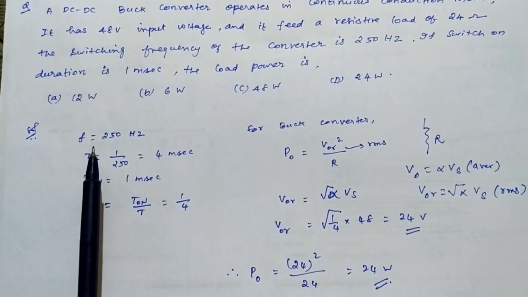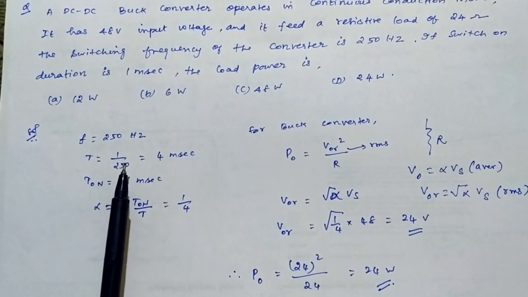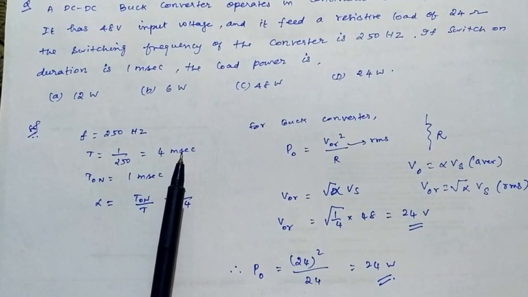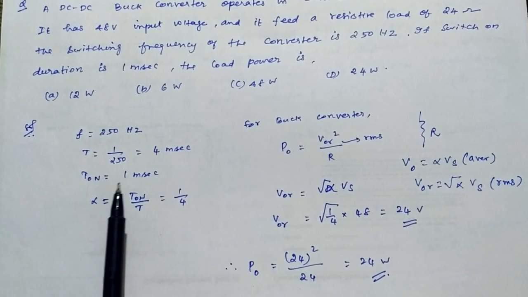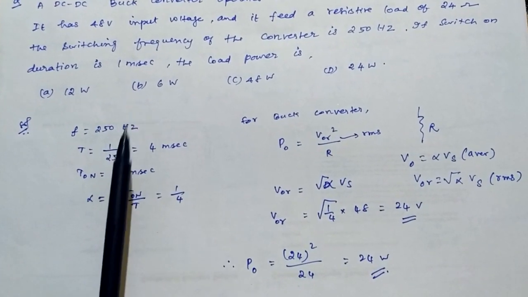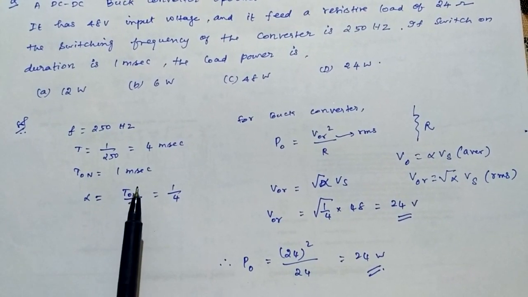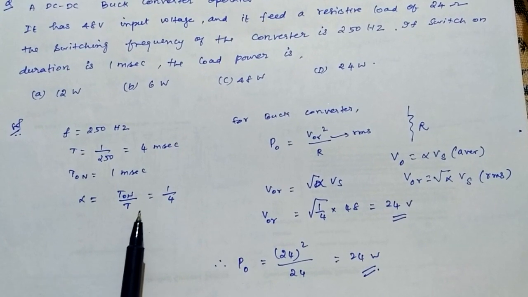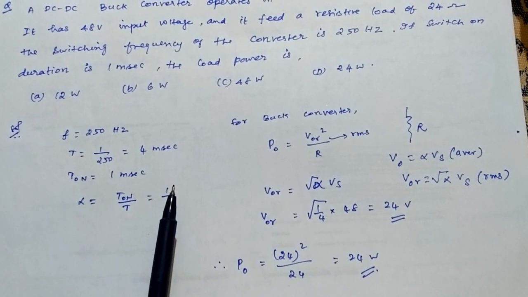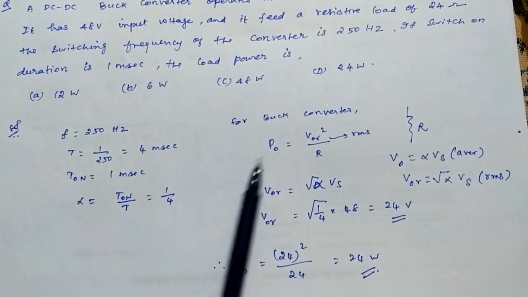So here the given frequency is 250 Hz. So time period T is equal to 1 over frequency, that is equal to 4 milliseconds. The switch on time is given as 1 millisecond. So the duty ratio alpha is equal to T on by total time. So on time 1 over total time 4. So this is the duty ratio.